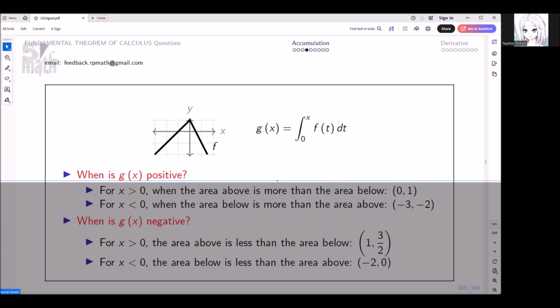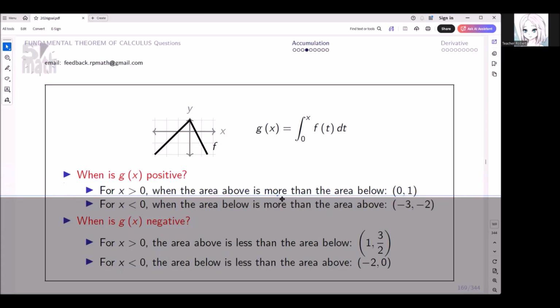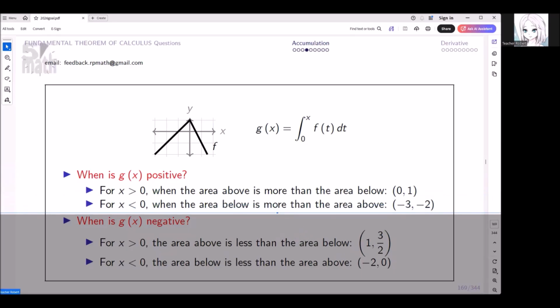When is g of x positive? For x greater than 0, when the area above is more than the area below, from 0 to 1. For x less than 0, when the area below is more than the area above, from -3 to -2.